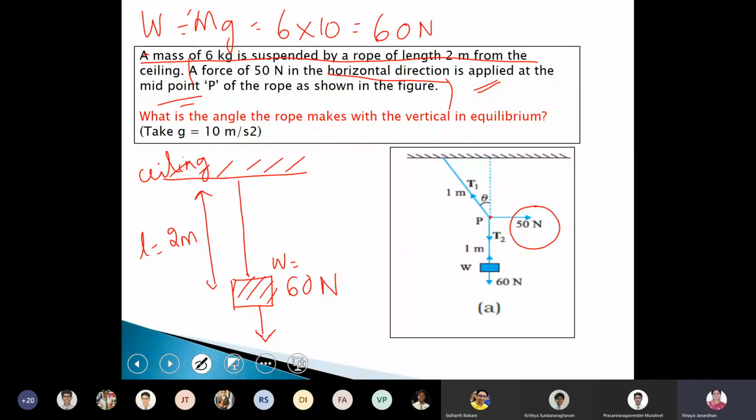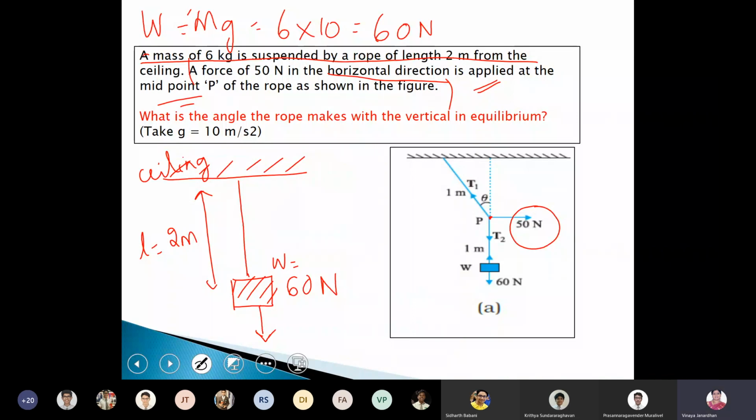You're applying a force at the midpoint P of the wire, and this force is acting along the horizontal direction, a force of 50 Newton. Now look at the question. What is the angle the rope makes with the vertical in equilibrium? In equilibrium means this point P. Can you see the point P? Now, at point P, how many forces are going to act? I'll ask Harish. Harish?